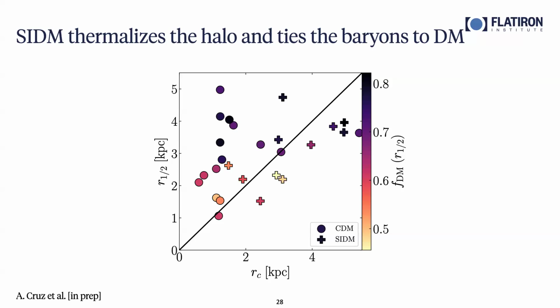There is a relationship between the half-light radius and the core radius in the SIDM case. And this is because, again, the argument that came from before: SIDM thermalizes the dark matter halo, and it really ties together the baryons and the dark matter. So for these things, where you're more extended, the dark matter is dominating, right? And so the core can be really big, whereas in this case, the baryons are really dominating, and they're contracting the system.